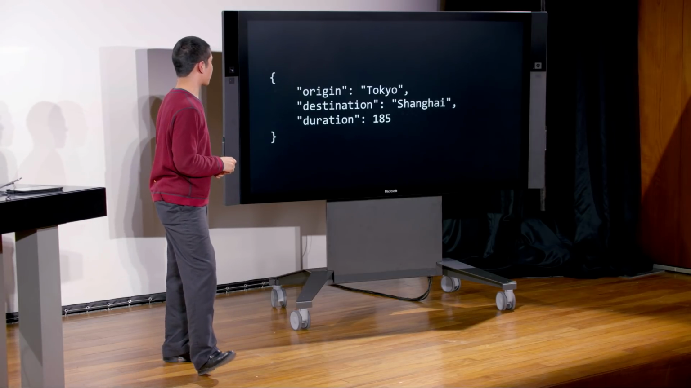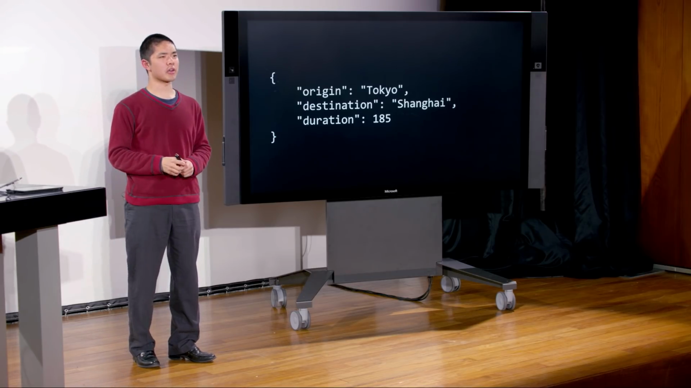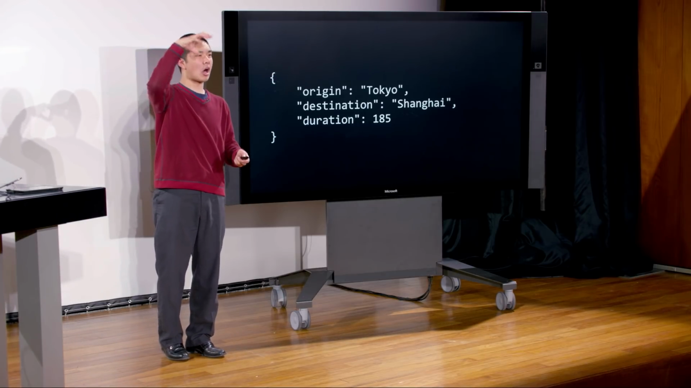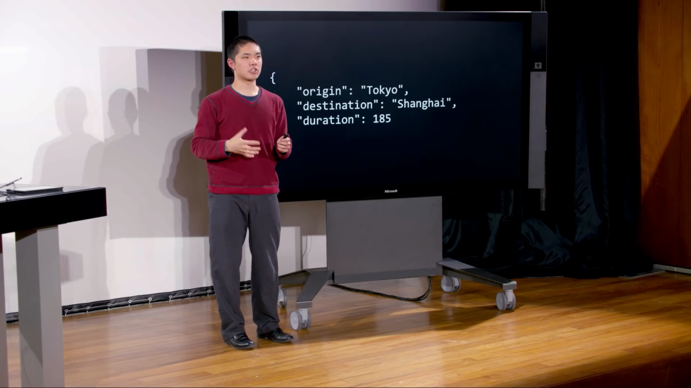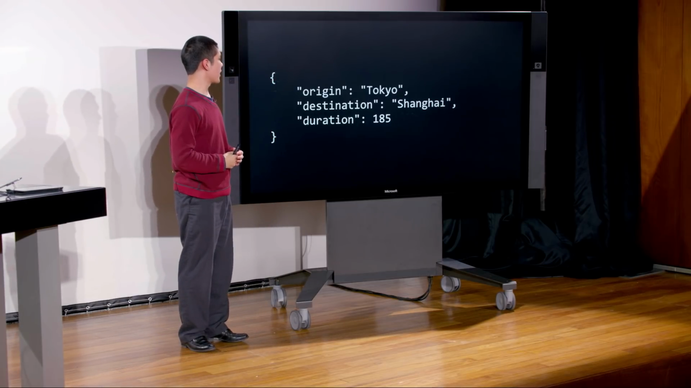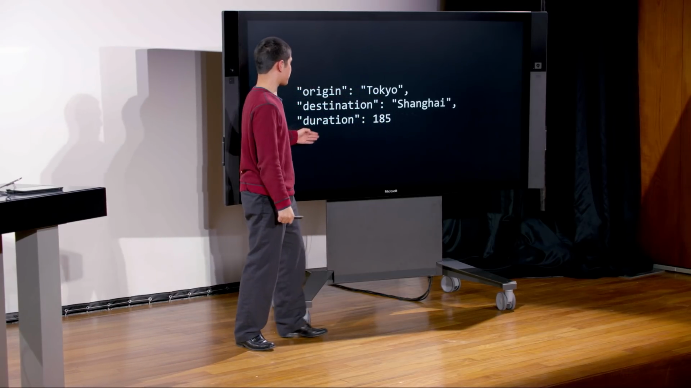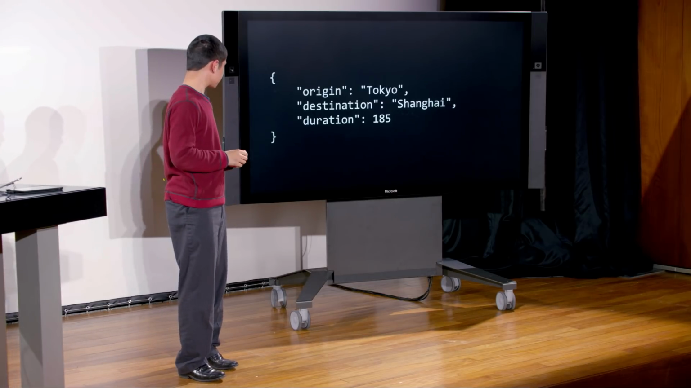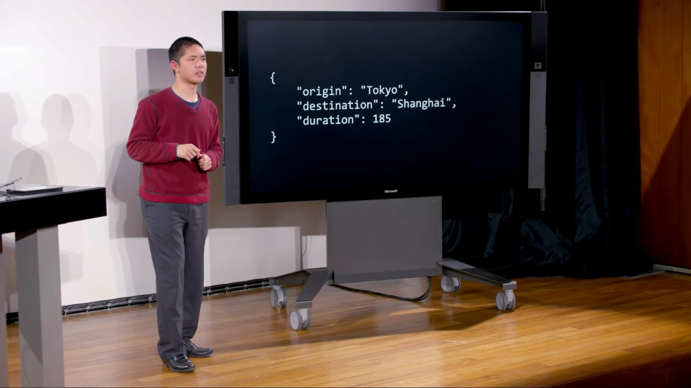So if I wanted to represent information about a particular flight using JSON notation, it might look something like this. We've wrapped it in curly braces to enclose everything in what's called a JSON object. And I've divided the contents of this JSON object into what are called key-value pairs. So I'm defining information about this flight by specifying what its origin is. The origin is Tokyo, the destination is Shanghai, and the duration is 185. So this sort of notation is easy for us to read, but in particular, it's also easy for a computer to read. And why is that important?